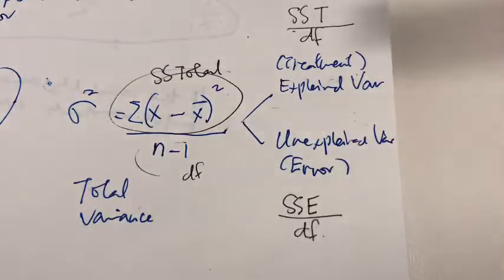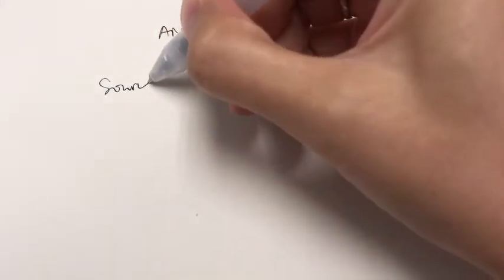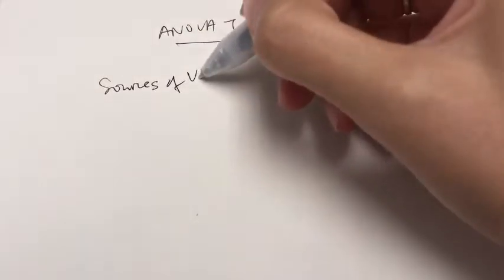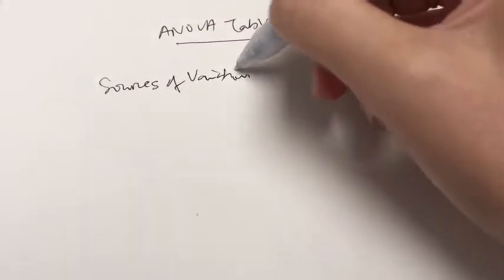Now, to present all of this in a more organized manner when we do the ANOVA test, we can translate all of this into what we call the ANOVA table. Okay, so to construct the ANOVA table, first of all, we need to determine our sources of variation. This is the first thing that I showed you just now.